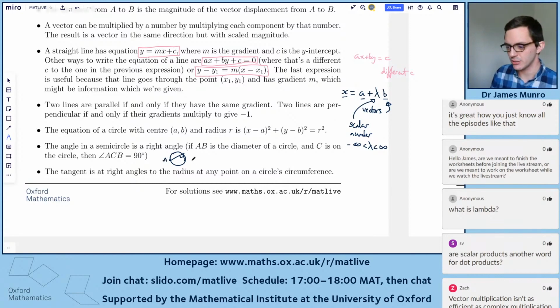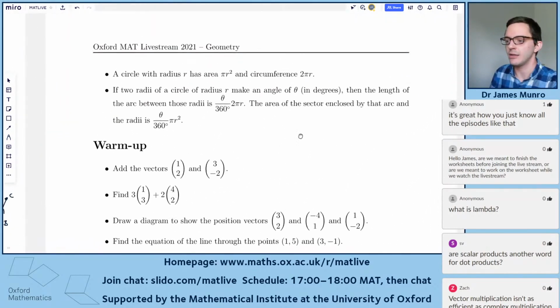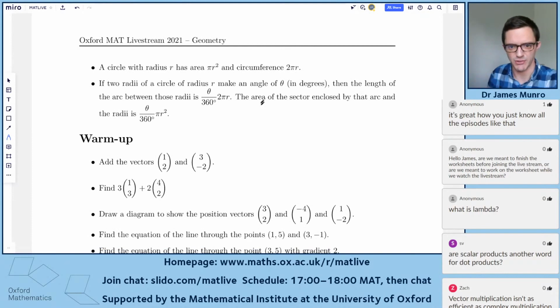What a great picture, even if I say so myself. Okay. Angle in a semicircle, I like that one. The tangent's always at right angles to the radius. The picture you normally draw for this one is radius, tangent. Those are at right angles. I like that fact as well. And up here, area and circumference of a circle. Okay, easy stuff about circles.